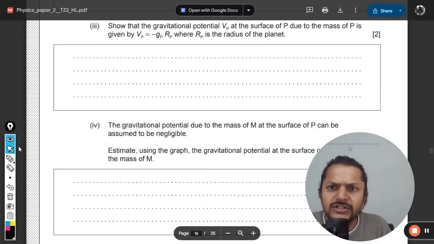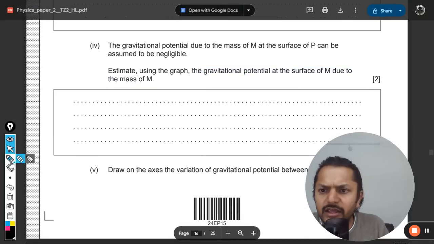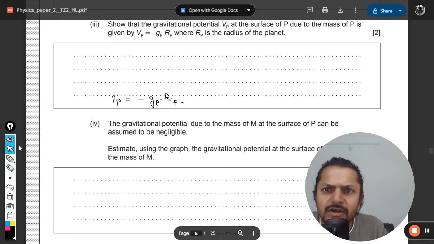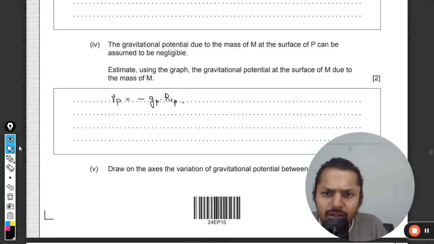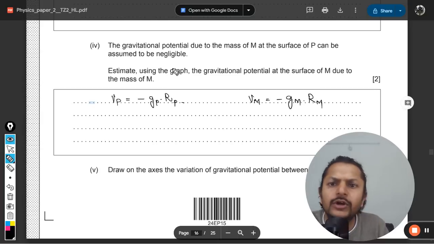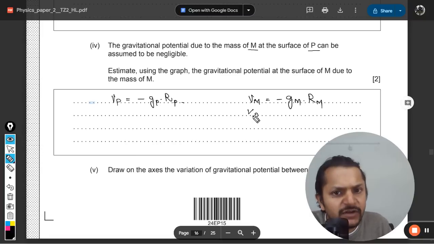Gravitational potential. See the formula here: Vp is equal to negative Gp into rp. This is what we just derived. So we can write the same thing for the moon. So Vm is equal to minus Gm into the radius of the moon. Gravitational potential due to mass m at the surface of P is negligible. Estimate the gravitational potential at the surface of the moon due to the mass of the moon. So this is what we want to find.